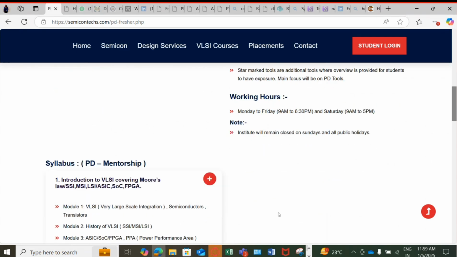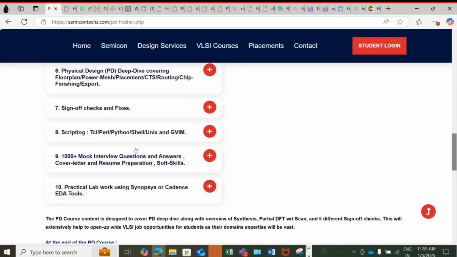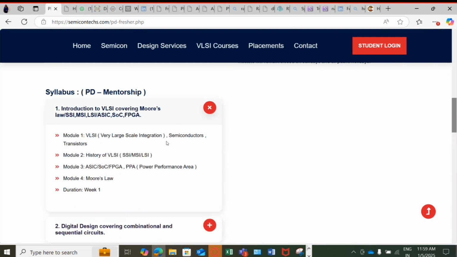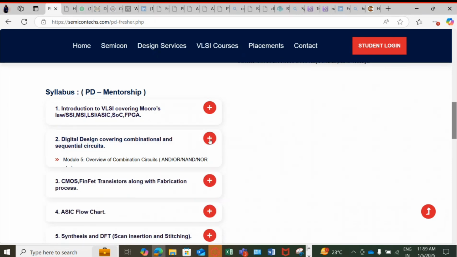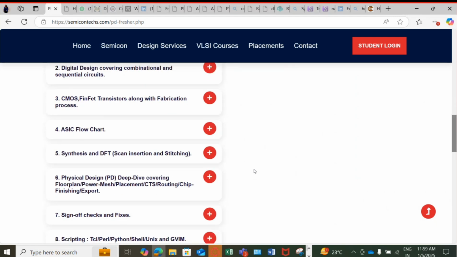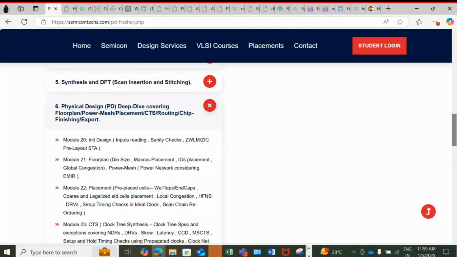Okay, syllabus. We have 10 different modules, and in every module we have clearly given the syllabus that will be covered, and the duration by when it will be covered. In the first week, these 4 modules will be covered. Please go through this. In the second week, we'll be going through modules 5 to 6. Please note that these are all overviews; we don't go deep dive into them. Our main focus will be physical design, where we go deep dive, and this is where we'll spend the majority of our time.